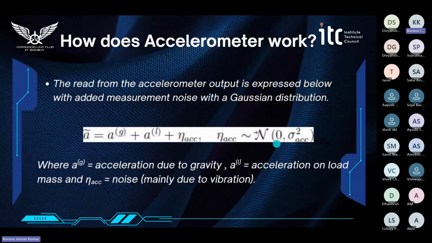The output of the accelerometer has acceleration due to gravity included in it. So this is the acceleration due to gravity. If you want, we can subtract it from the measured values. And there is noise, which is mainly due to vibration.